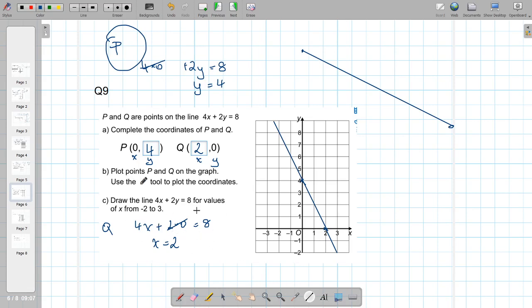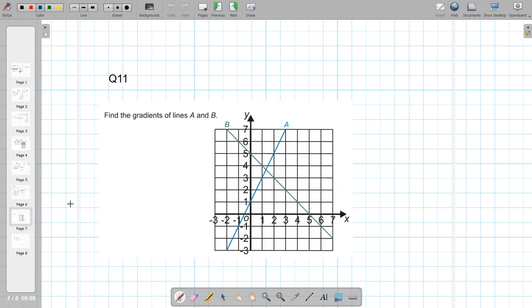And the last bit, in the last sub-question, they tell you draw the line for x values from minus 2 to 3. So they actually want us to draw it as far as possible, right? So yeah, that's all. Let's have a look at the next question.